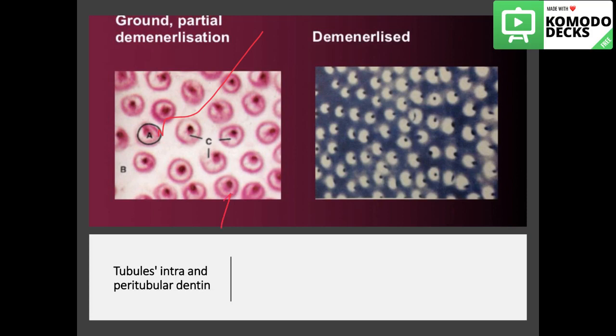While in a demineralized section, we can see a space in the place where the peritubular dentin was. The dots that we can see inside the tubules are the odontoblastic processes of the odontoblasts. B here refers to the intertubular dentin. Intertubular dentin.